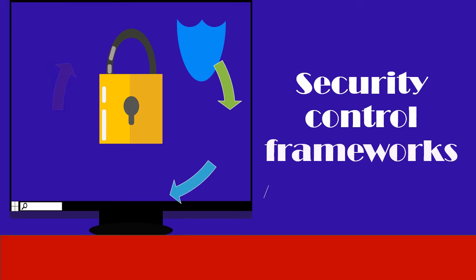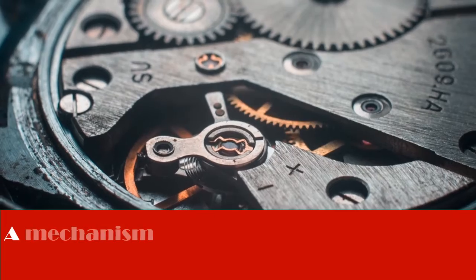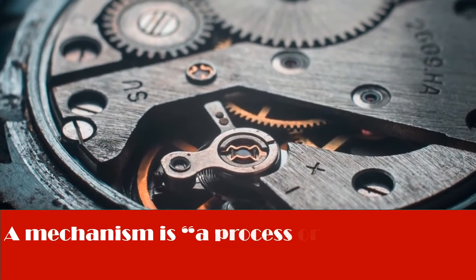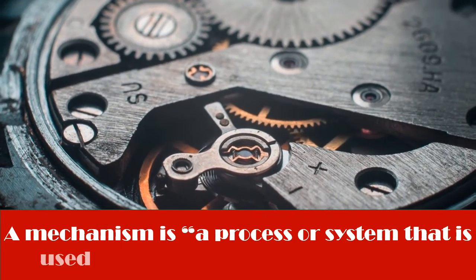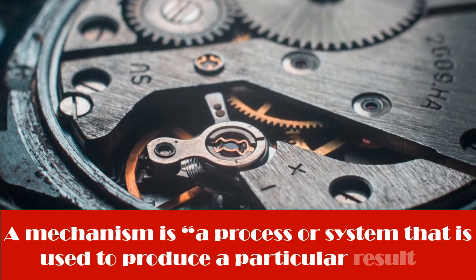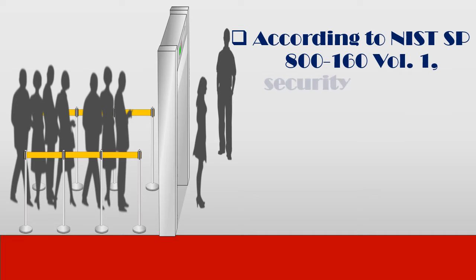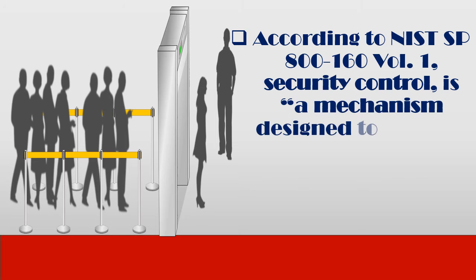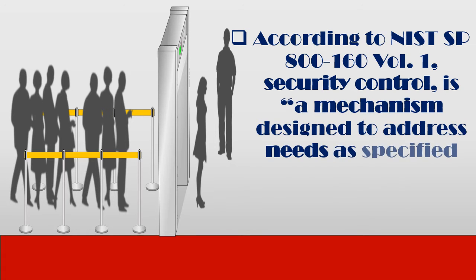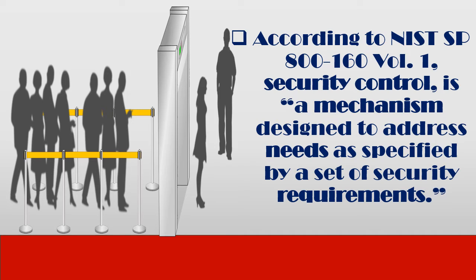Security control frameworks. A mechanism is a process or system that is used to produce a particular result. According to NIST SP 800-160 Volume 1, a security control is a mechanism designed to address needs as specified by a set of security requirements.